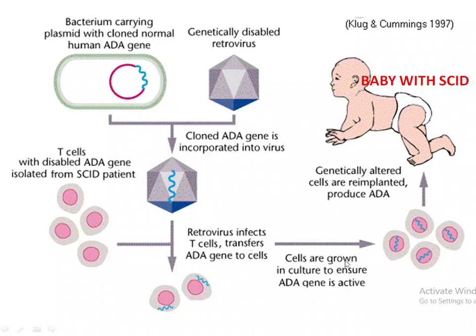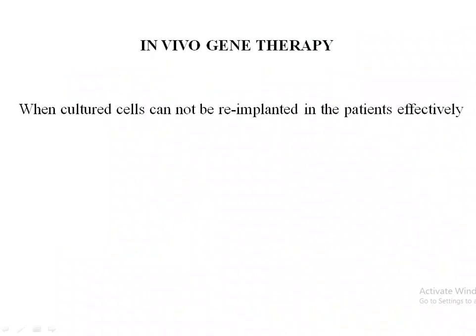These cells are then grown in culture to ensure the ADA gene is active. Genetically altered cells are then re-implanted into the patient to produce ADA, that is the adenosine deaminase enzyme. This is an example of ex vivo gene therapy. In vivo gene transfer is necessary when cultured cells cannot be re-implanted in patients effectively.